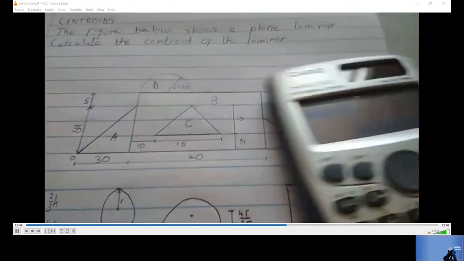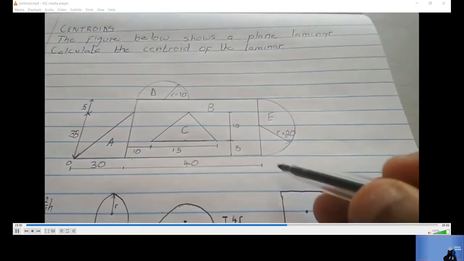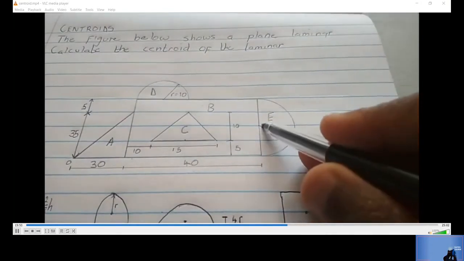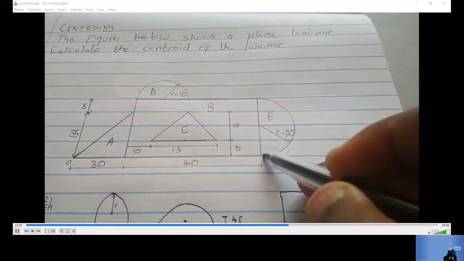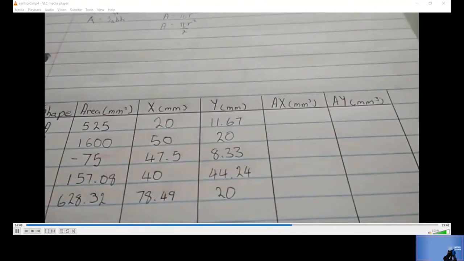Right, and then the last one is E. E is this one. It's just basically the radius, which is a distance of 20. So we write the 20 here. Right, the rest is much more simple. We just need to look at the table.